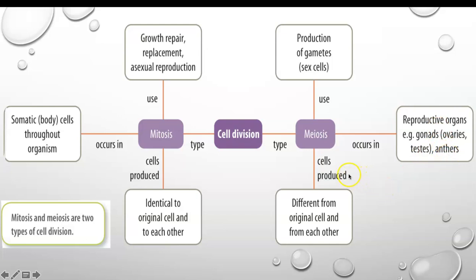Okay. What type of cells does it produce? Remember, with mitosis, the cells that are produced are genetically identical to the parent cell. Well, with meiosis, the cells are genetically different or dissimilar to the parent cell, and they're also dissimilar to each other.